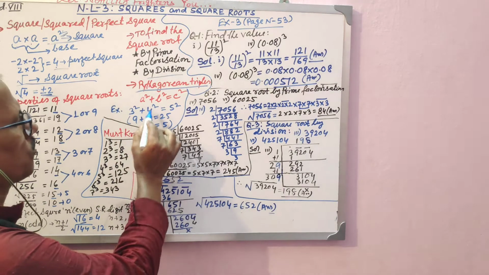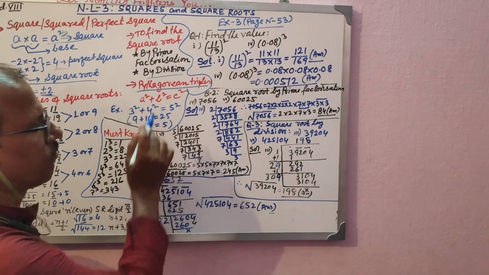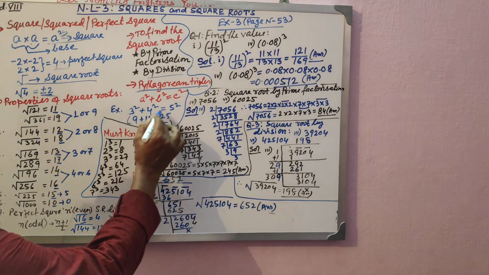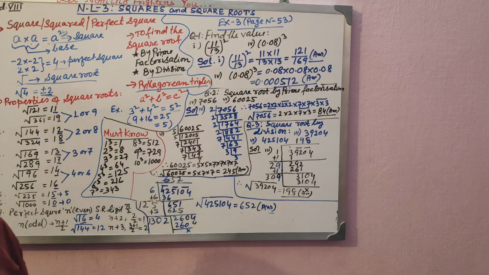3 square and 4 square. 3 square is equal to 9 and 4 square is equal to 16. 9 plus 16 is how much? 25. 25 is a perfect square. Of which number? Which number's square root will be 25? 25's square root will be which number? 5. So 3 square plus 4 square is equal to 5 square.